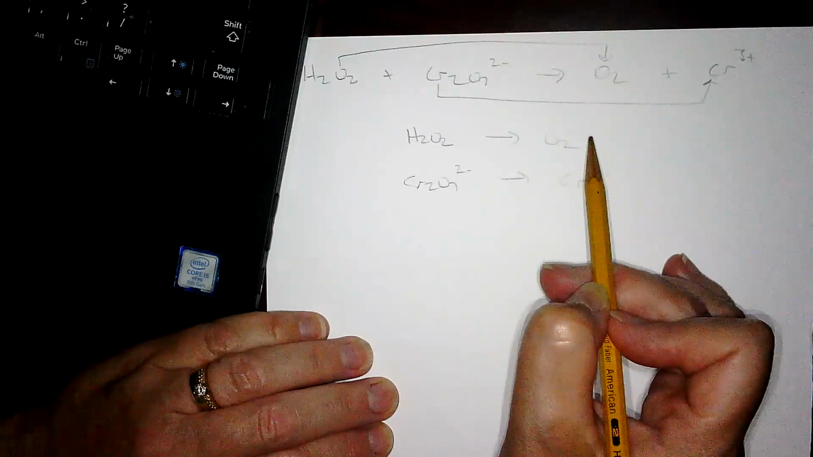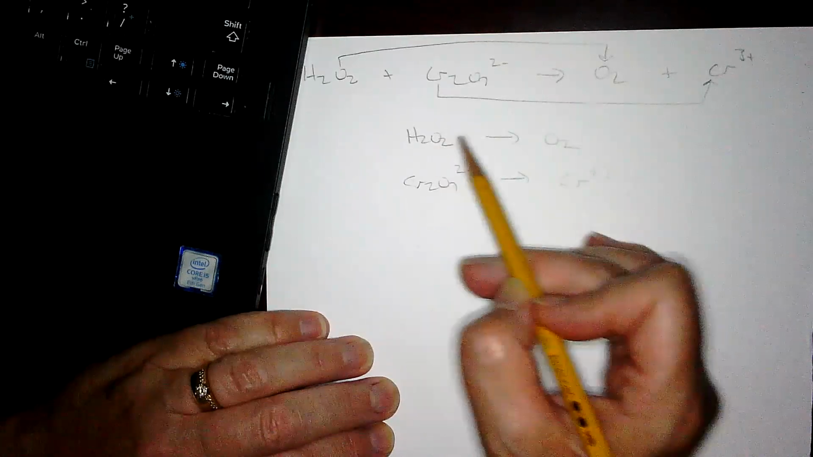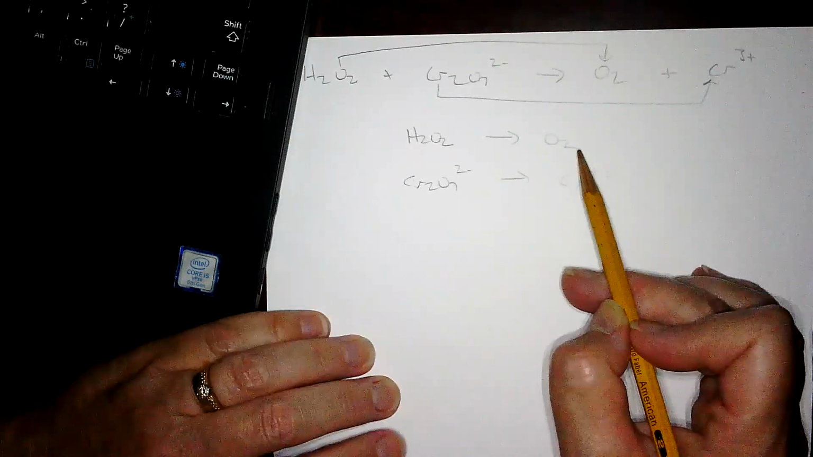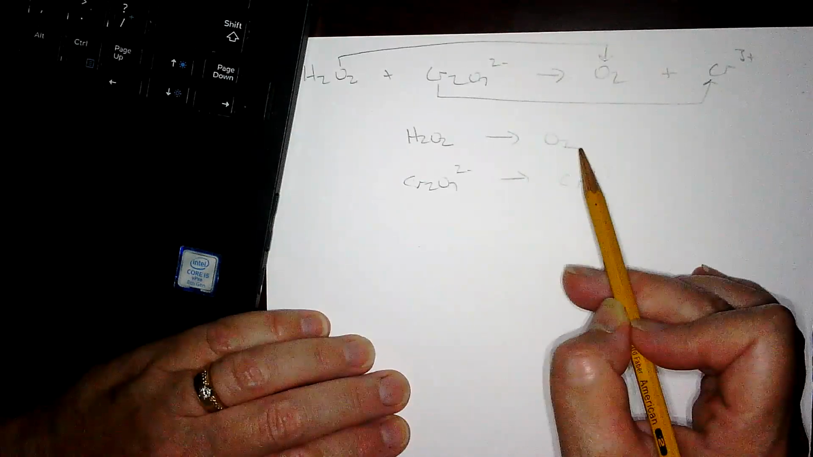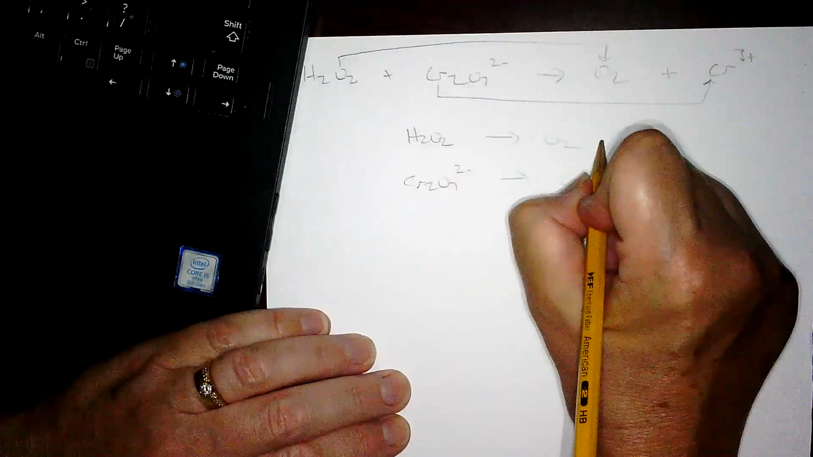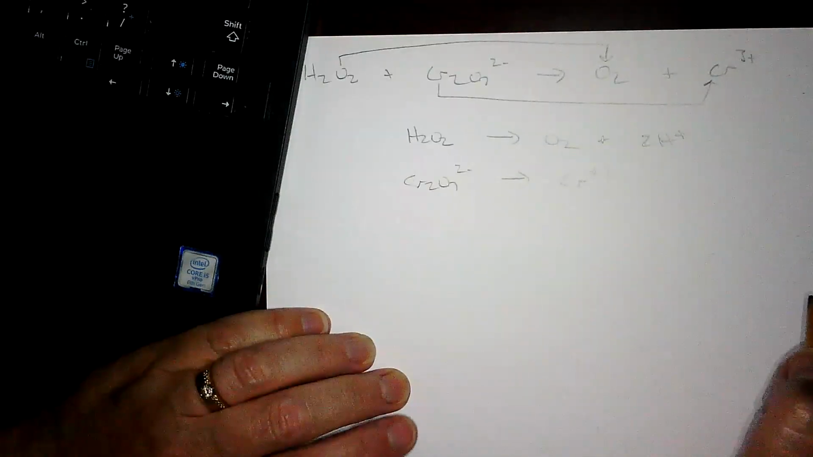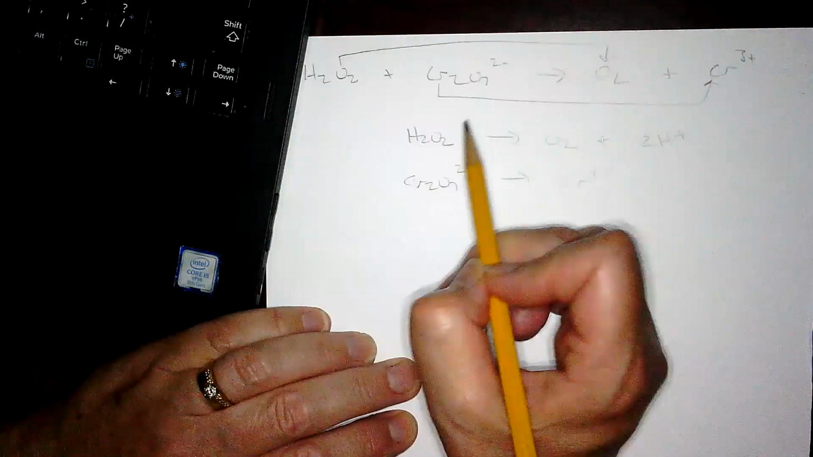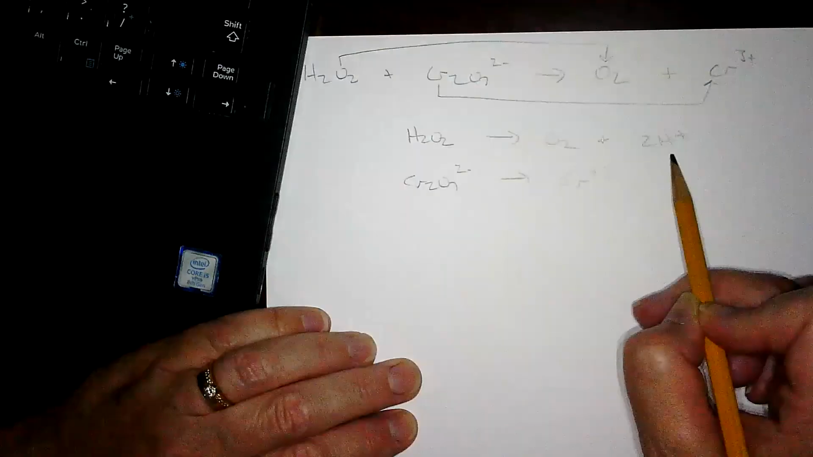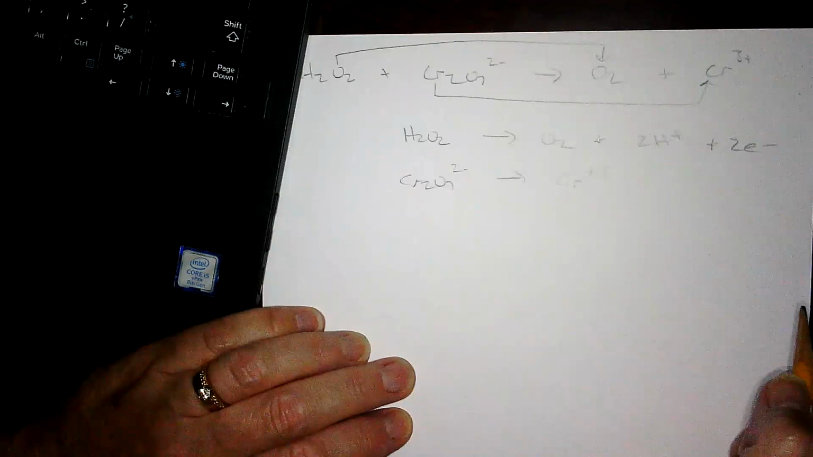We're going to balance our oxygens by adding water. We've got 2 oxygens here and 2 oxygens here, so we don't have to add water in. Now we're going to balance hydrogens by adding hydrogen ions. We have 2 hydrogens here, so we need to add 2 hydrogen ions here. Now we need to balance charge. We've got a 0 charge here. We've got a 0 and a +2 charge here. So we're going to add 2 electrons in order to balance out that half reaction.